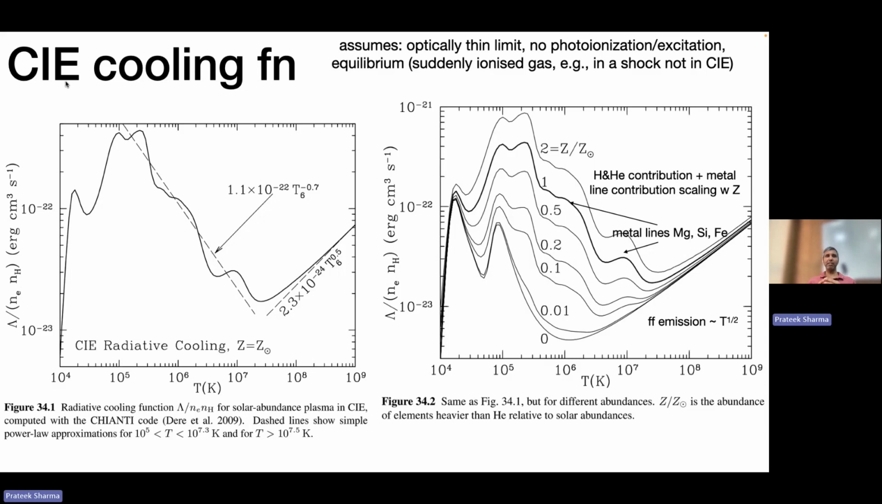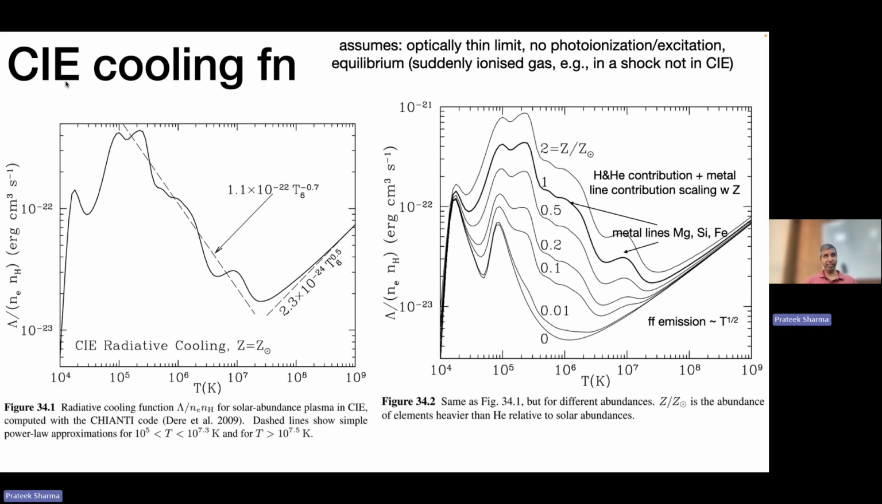So what is collisional ionization equilibrium? You have electrons and ions and atoms, and they're colliding. The collision excites the atom or ion to a higher excited state, and it radiatively de-excites and produces a photon, which loses the energy. So there is an equilibrium between collisional excitation and radiative decay.